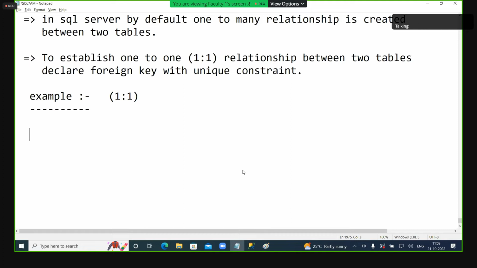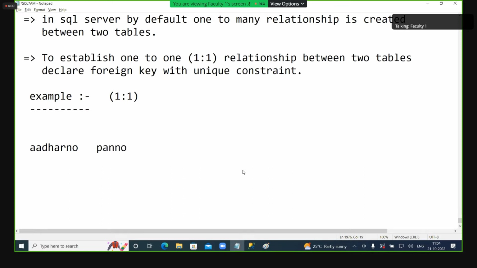Can one customer have only one account number in a bank? No, multiple. You can have multiple accounts: savings account, current account, fixed deposit. Aadhaar number, voter ID, Aadhaar number, there is no relationship.